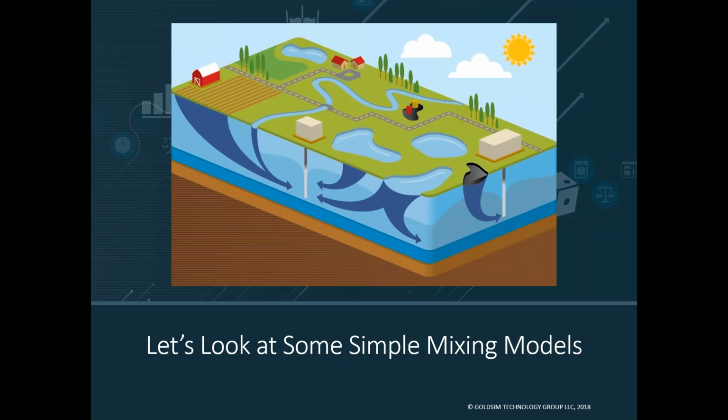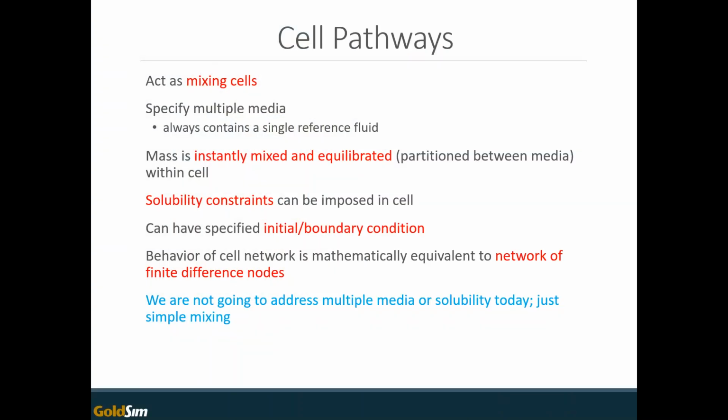Okay, so I've laid out some basic framework about what we're talking about in terms of the contaminant transport module. Now I'm going to show you just a series of examples so you can get a feeling for how it works. And again, we're going to focus just on simple mixing. We're not doing any chemistry. We're not doing any partitioning. We're not doing any complicated transport processes. We're just looking at the mixing of waters of different concentration and how GoldSim would carry out that calculation. And we're going to use cell pathways to do that.